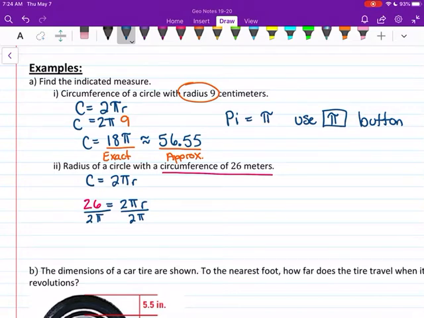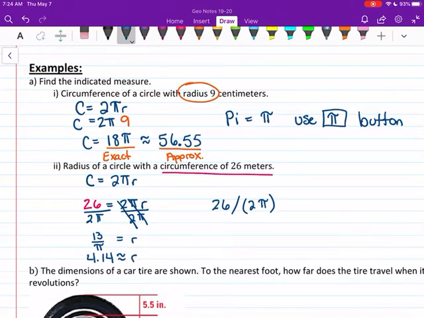Then in my calculator, you can plug this in in one step, but do 26 divided by, and make sure you put parentheses around your entire denominator. Okay, so you would write it like that. And when I plug that in, the 2's cancel, the pi's cancel. Let's do it exact again. 26 divided by 2 is 13 divided by pi. So that's my exact. And when I put that in my calculator, I get that the radius is approximately 4.14.